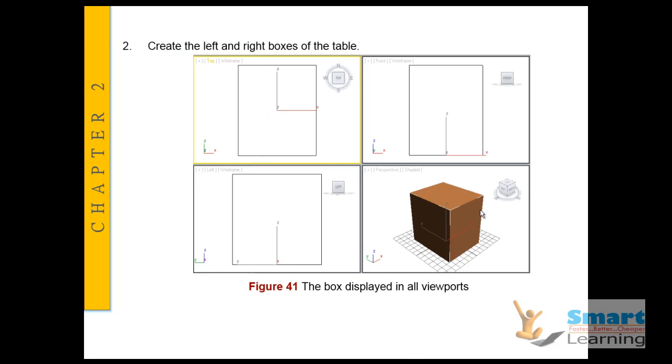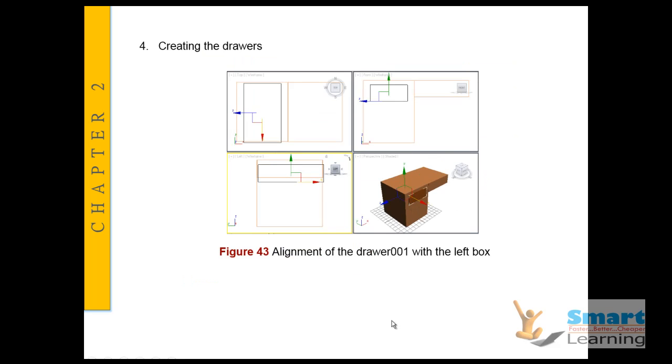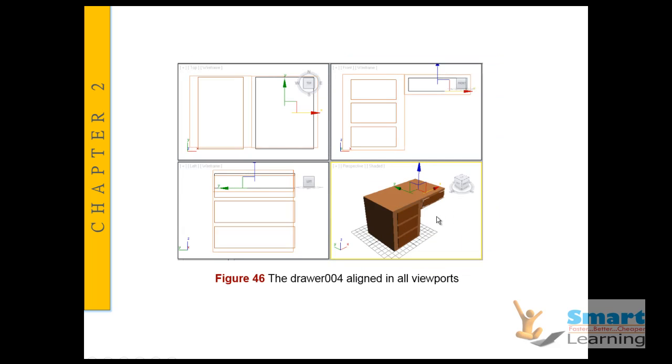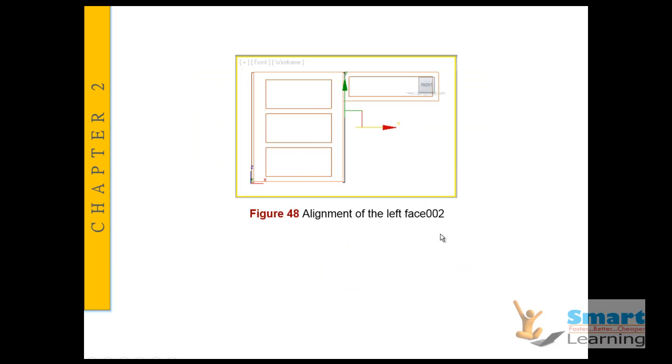So we'll be building the first block for our reference, and then we'll be attaching the side projections to it, and then we'll be creating the drawers, and then we'll be copying this, and then we'll be maintaining this, and then we'll be creating the drawer at this side. Then we'll be creating the outer portion, that is, you can say, the face of the table for the side and top.